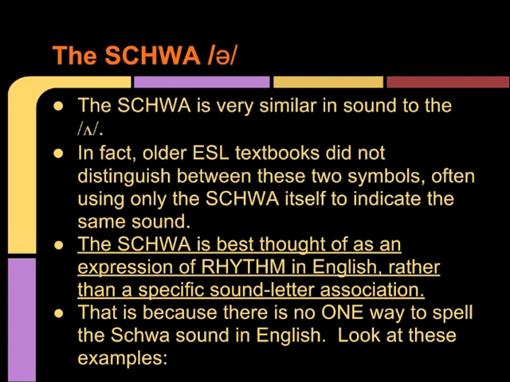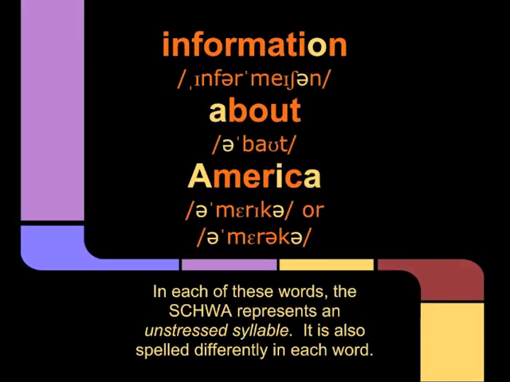In fact, older ESL textbooks did not distinguish between these two symbols, often using only the schwa itself to indicate the same sound. The schwa is best thought of as an expression of rhythm in English, rather than a specific sound-letter association. That is because there is no one way to spell the schwa sound in English. Look at these examples.